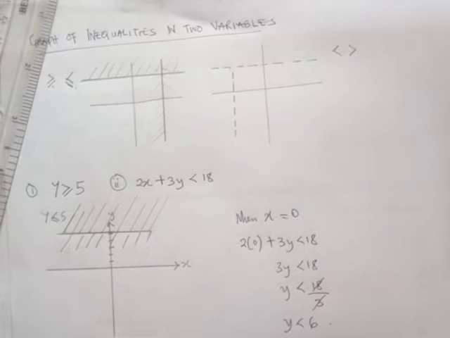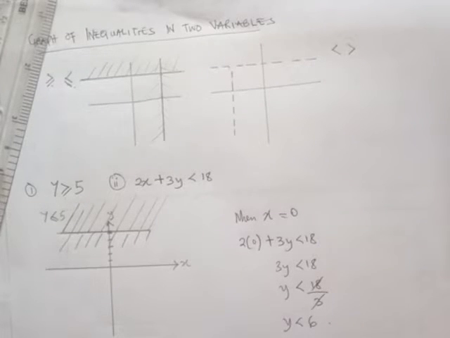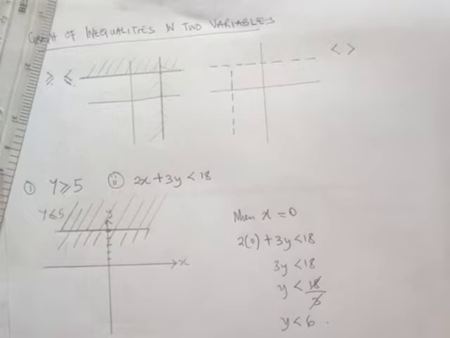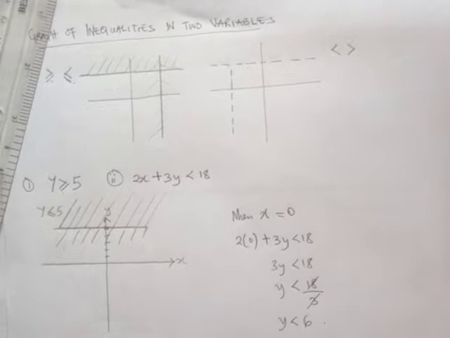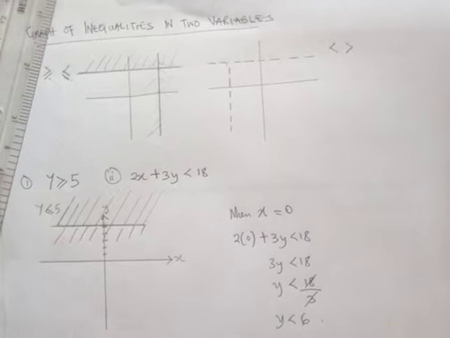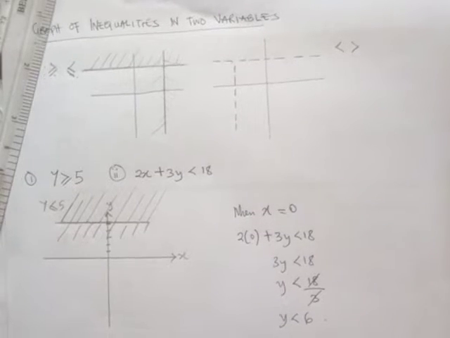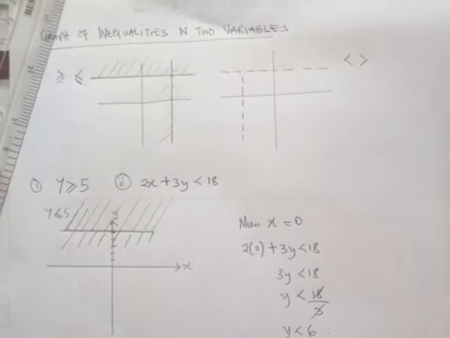Again, we'll assume that y is 0. So when y is 0, 2x plus 3 times 0 less than 18. So 2x, because 3 times 0 is 0, 2x less than 18, x becomes 18 divided by 2. x is less than 9.